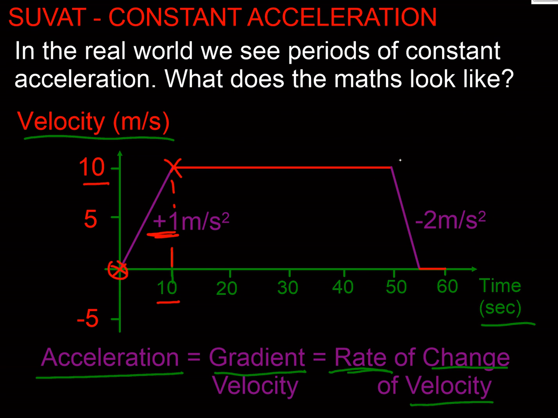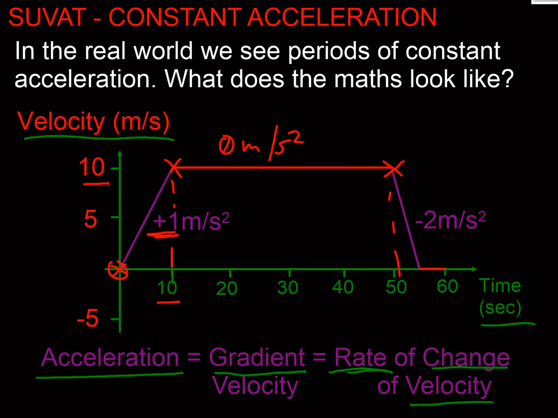During the second part of our journey, we're steady state, we're just traveling along. So our acceleration during this period is 0 meters per second squared. We're getting no change. Yeah? So again, that is a period of constant acceleration. It's just the acceleration is 0.